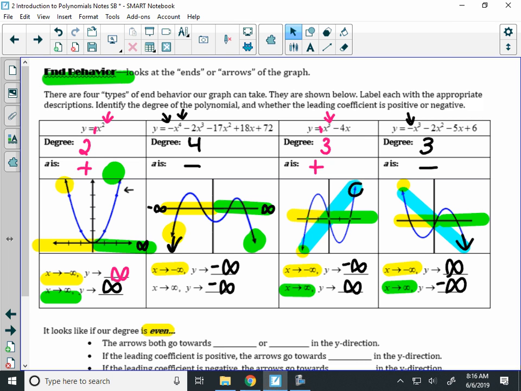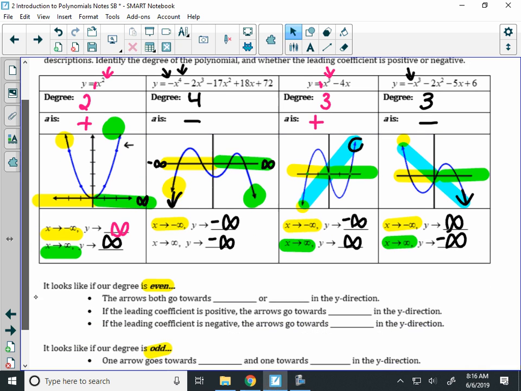All right, the end behavior takes a little bit of practice, so ask your teacher for some help. But hopefully, if you understand a little bit about how to read the notation, that understanding will come. Now let's put this together. We've talked about it a little bit.